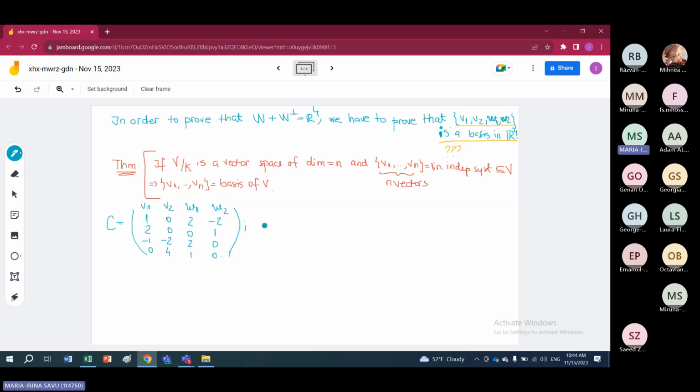I will give you 2 minutes to find the rank of C. And in order to find the rank of C, you have to find the determinant of C to see if it is equal or not to 0. Then you tell me the value of this determinant and how you solved it.